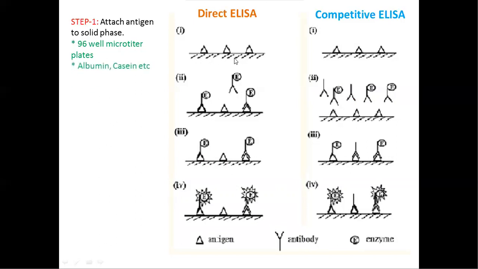Proteins such as albumin, casein, etc. are used as blocking agents. Then we put plates in incubator for about 5 to 10 minutes. Step 2. Incubate with enzyme-linked antibody.